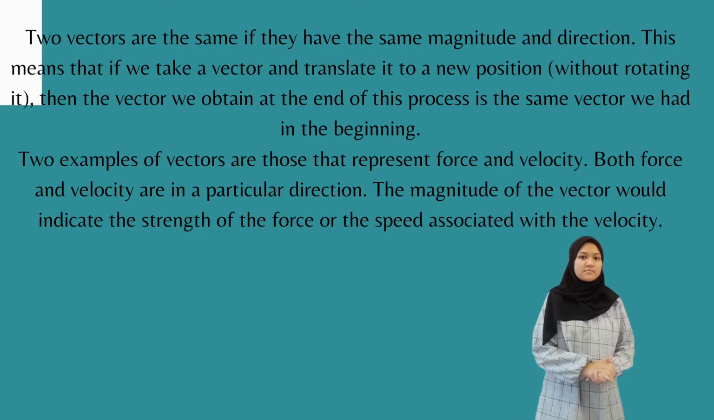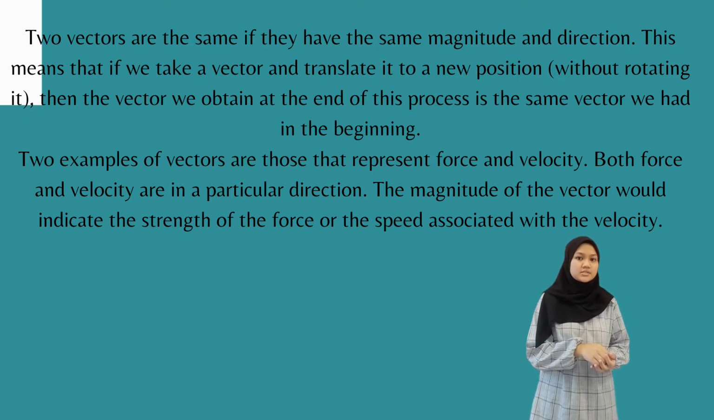Two vectors are the same if they have the same magnitude and direction. This means that we can take the vector and translate it to a new position without rotating it. Then the vector we obtain at the end of the process is the same vector we had in the beginning.